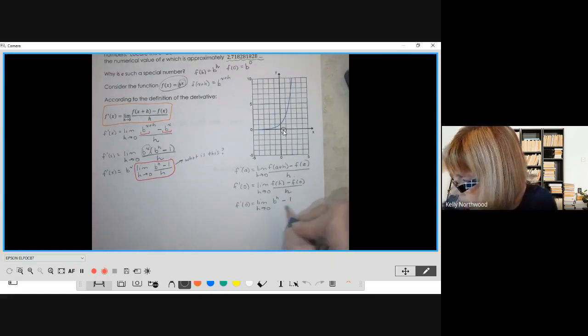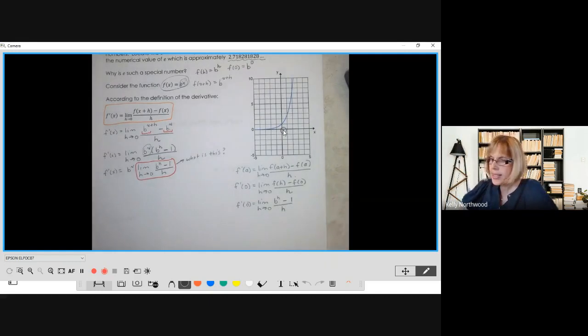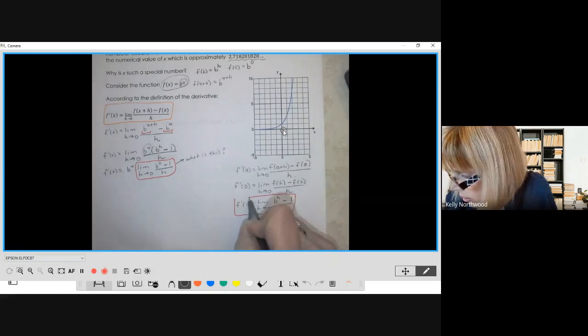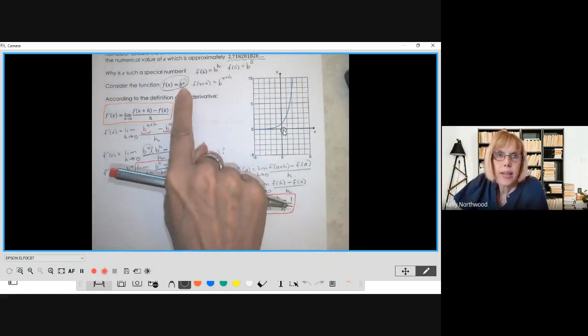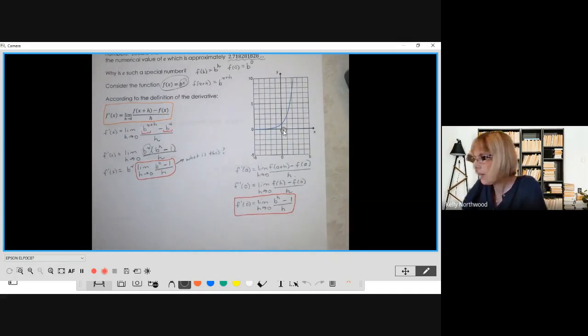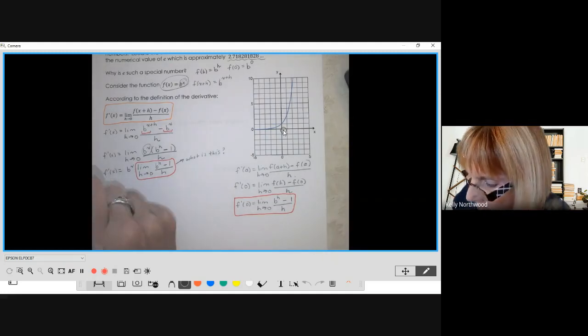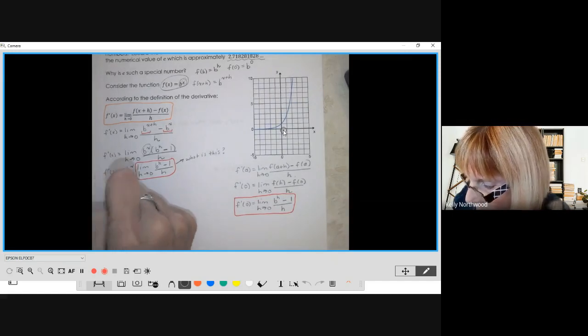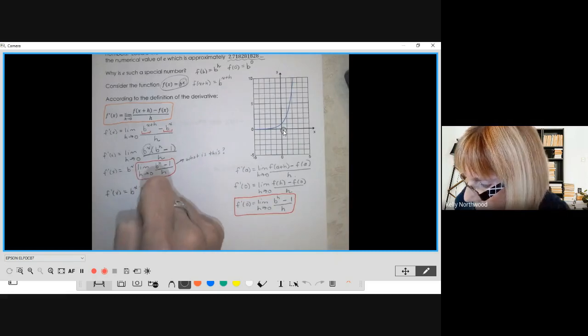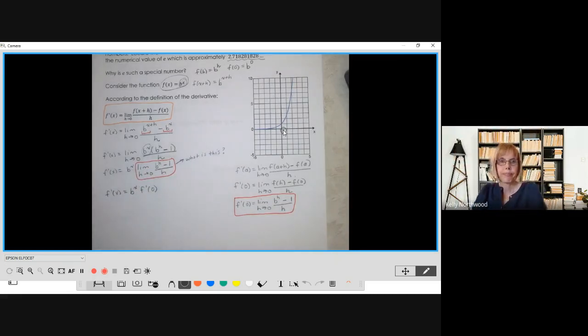So f of 0 is 1, over h, which you can see is exactly what we have in this red box over here. So when our function is f of x equals b to the x, this limit here represents f prime of 0, or the derivative of the function at x equals 0. So f prime of x turns out to be b to the x times f prime of 0. So that's the derivative.